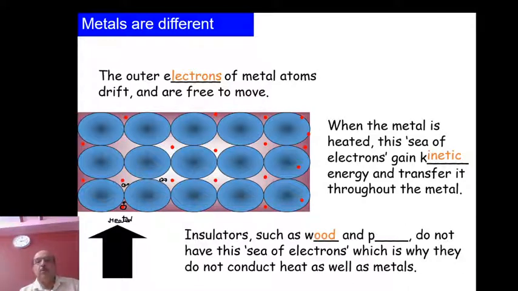But in case of insulators such as wood and plastic, they do not have this sea of electrons. That's why they do not conduct heat as well as the metals.